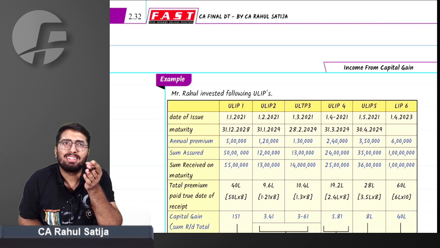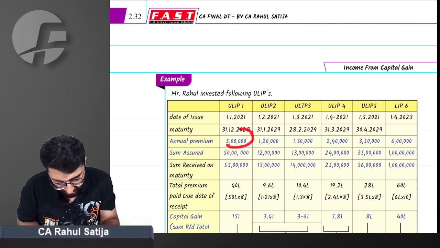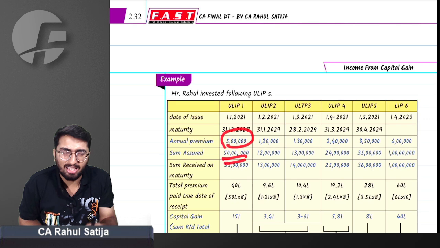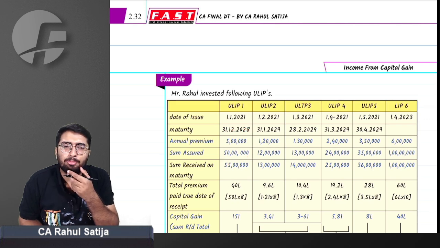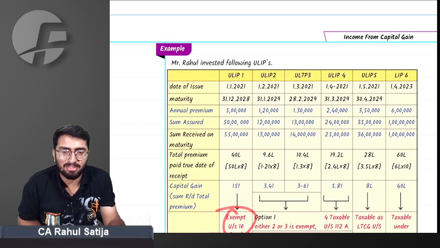Sir, if premium is lesser than 10%, it has to be exempt anyhow. Any amount will be exempt. Premium is 5 lakh, sum assured is 50 lakh. Yes, sir, premium is 10% of sum assured. That means maturity will be exempt. I don't even have to look at maturity. It will be completely exempt under 10(10D).